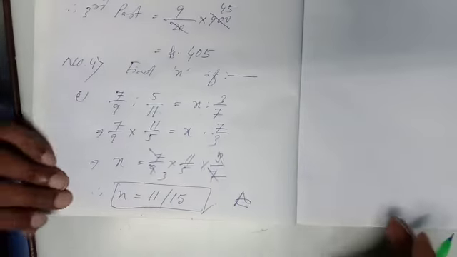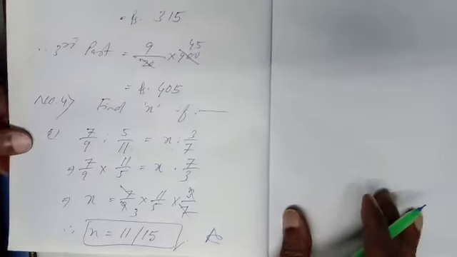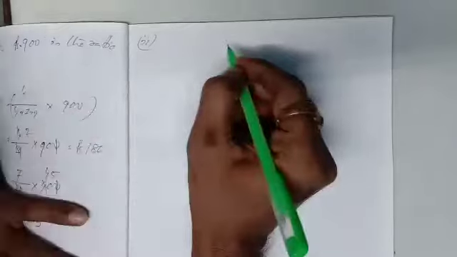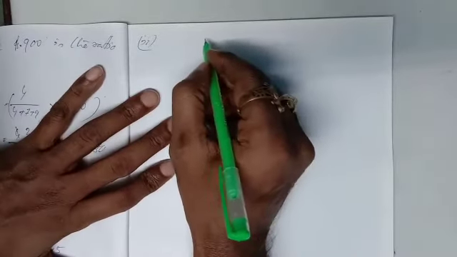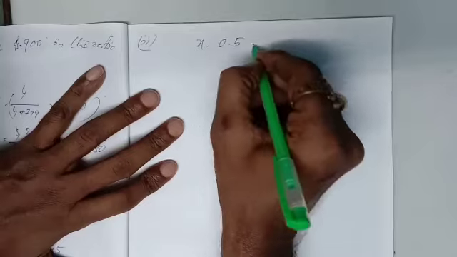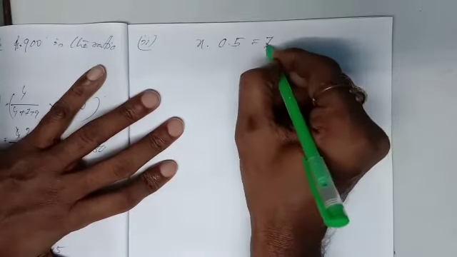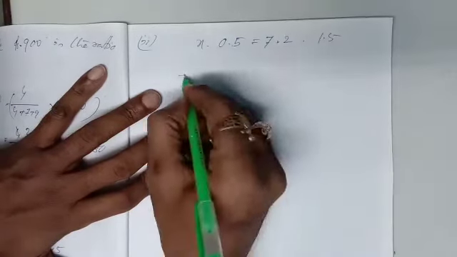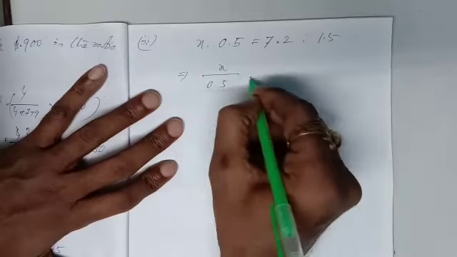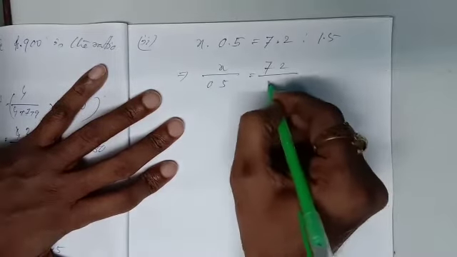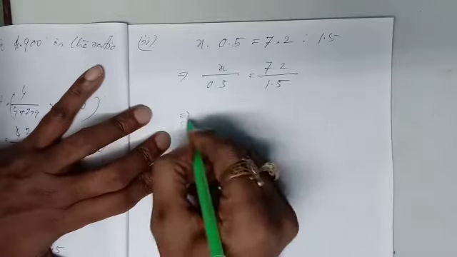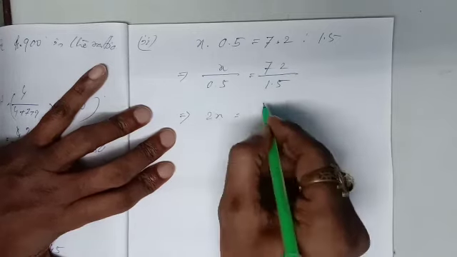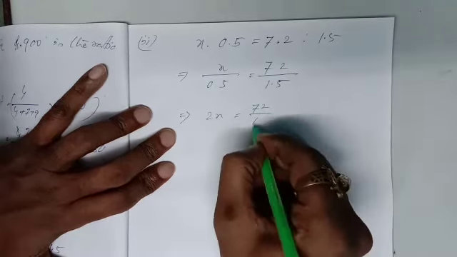Number 4, first part completed, and second part, just see. Second part question given: x is to 0.5 equal to 7.2 is to 1.5. This will be x by 0.5 equal to 7.2 by 1.5. First of all, 0.5 means 5 by 10 or 1 by 2. This will be 2x. The decimal will be cancelled. This will be 7.2 by 15.